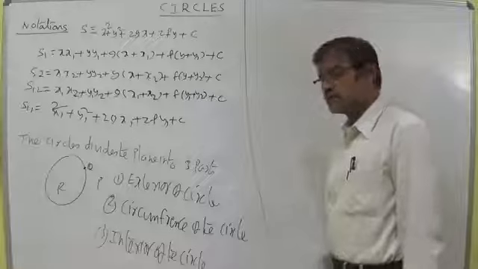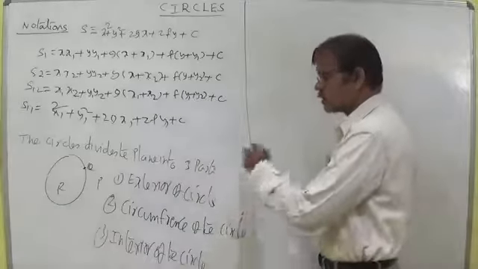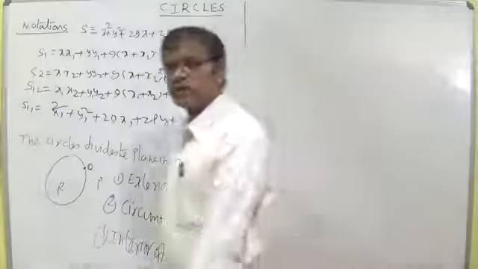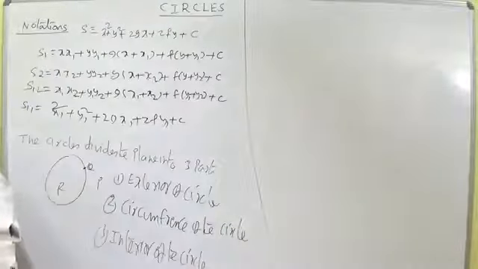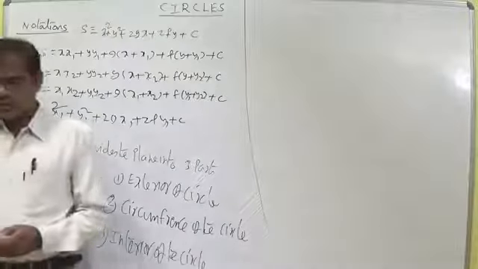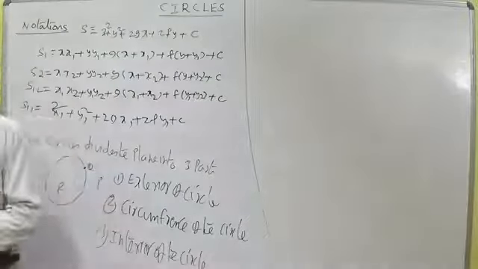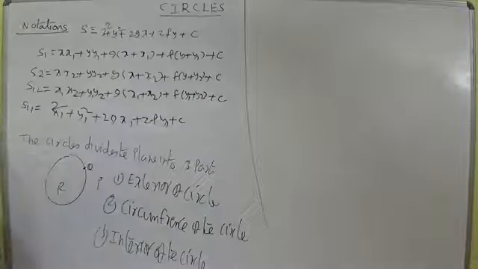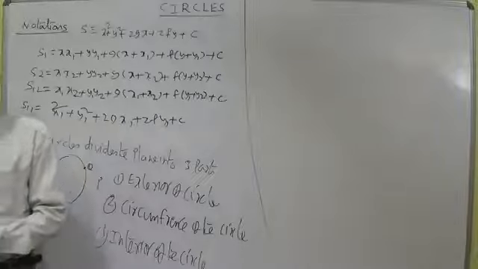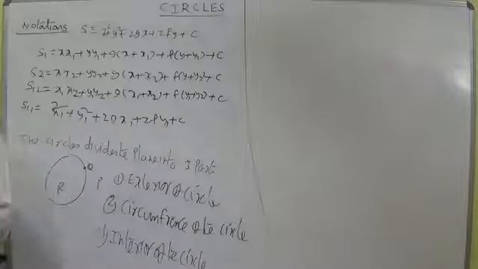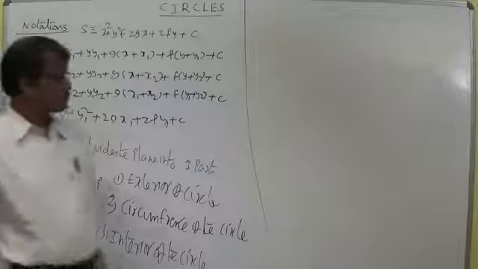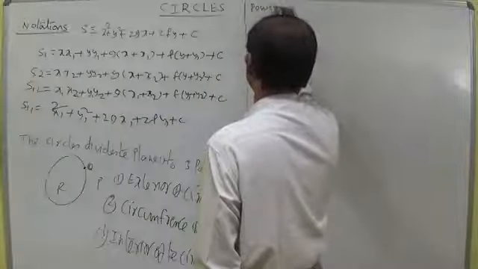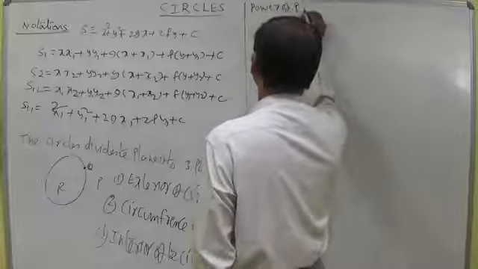To calculate whether a point lies inside, outside, or on the circumference of the circle, we should discuss a theorem that is called the power of the point. The power is CP square minus R square. I am writing here: power of a point.